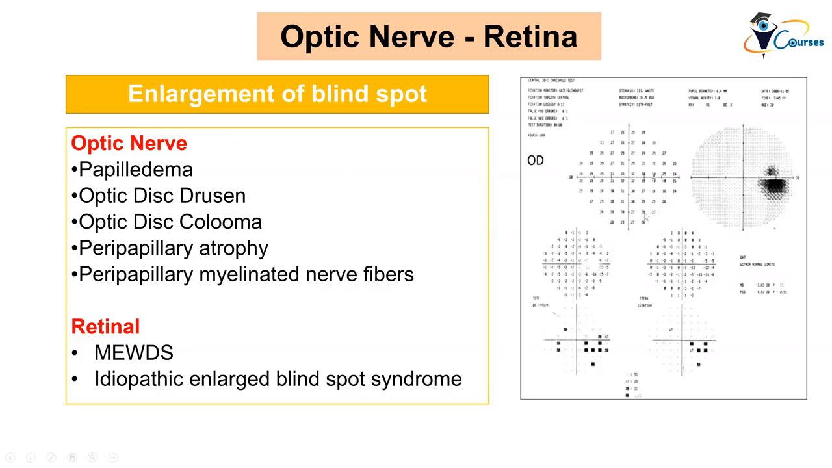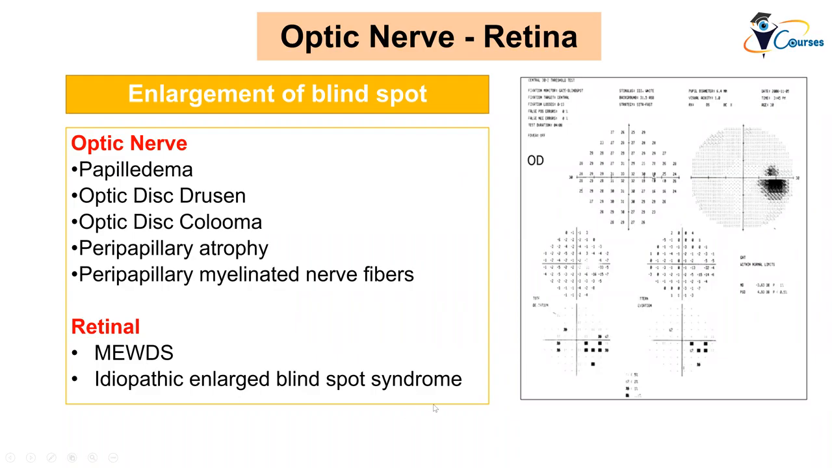Not only papilledema, there could also be optic disc drusen, which can cause an enlarged blind spot. Optic disc coloboma. Peripapillary atrophy, as happens in myopia. Peripapillary myelinated nerve fibers. You remember the first slide? Myelinated nerve fibers will also block the photoreceptors, causing enlargement of the blind spot. It is not only optic nerve disorders, but also retinal disorders. There is a famous disease called multiple evanescent white dot syndrome, very commonly asked about in the clinical ICO exams, because it causes an enlarged blind spot.